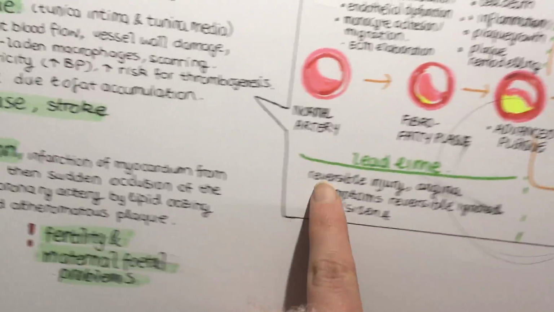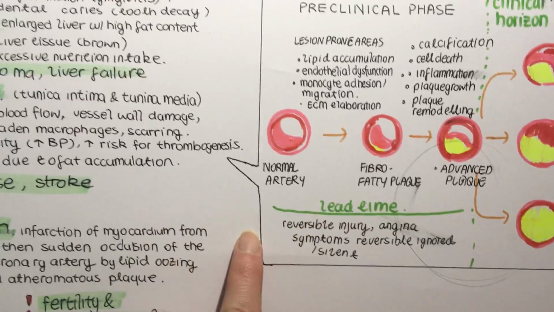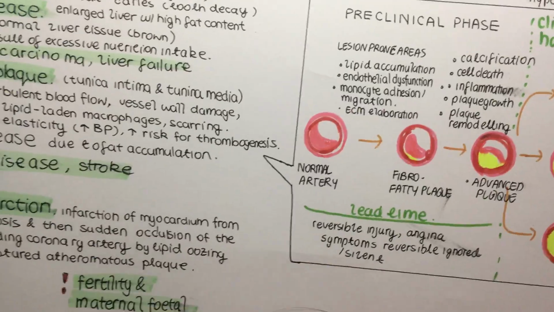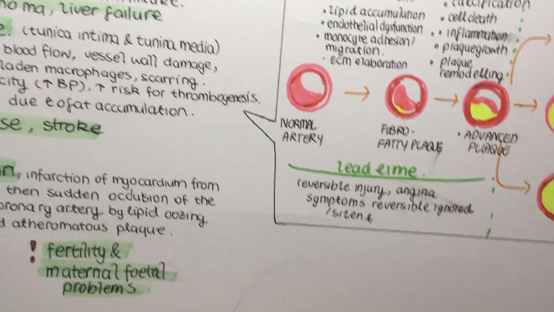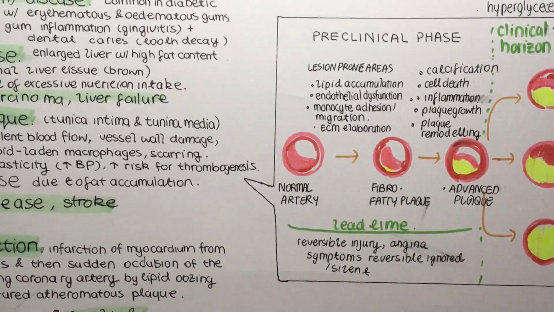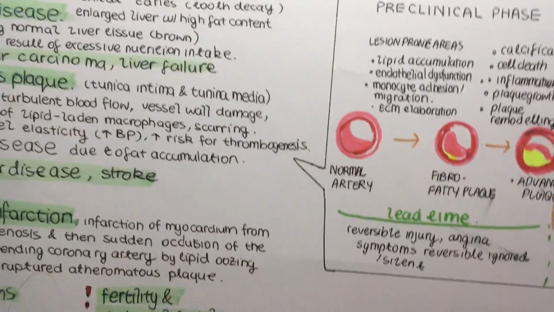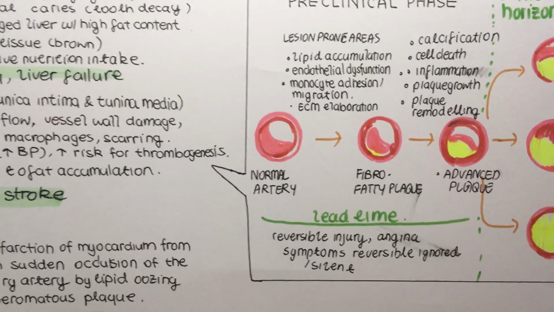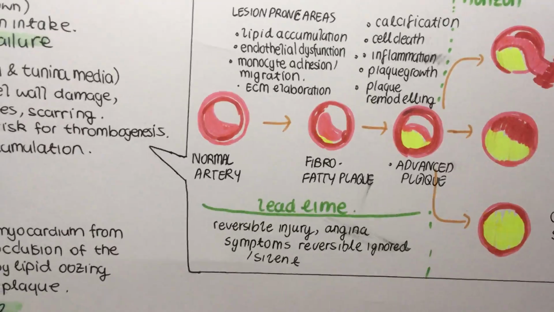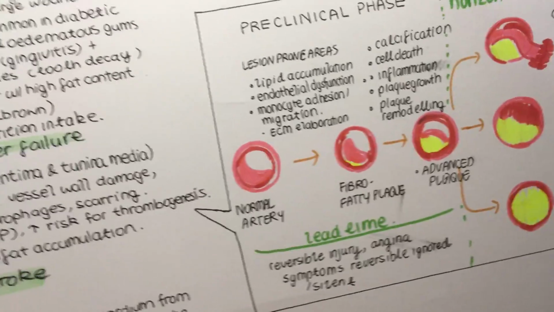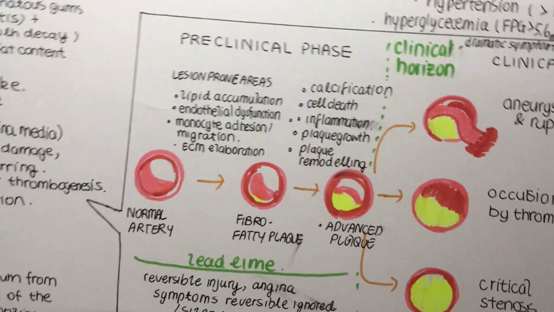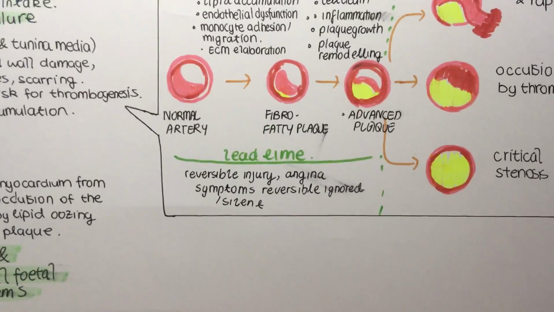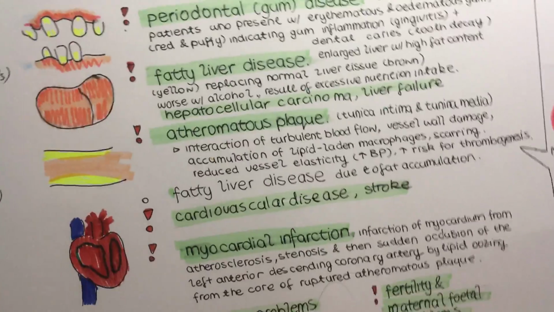So in this lead time, this is very important to note. Between the normal artery to the advanced plaque, that's when you have reversible injury and symptoms such as angina, which are silent and often ignored. However, if you're careful and you take the steps to prevent it, then you may be able to prevent the clinical phase of metabolic syndrome.